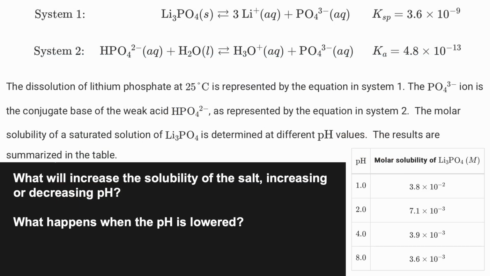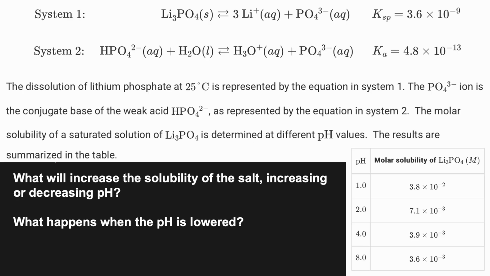All right, and before wrapping up this lesson, let's do a couple example problems. This question says the dissolution of lithium phosphate at 25 degrees Celsius is represented by the equation in system 1. The phosphate ion is the conjugate base of the weak acid HPO4 2-, as represented by the equation in system 2. The molar solubility of a saturated solution of lithium phosphate is determined at different pH values. The results are summarized in the table. What will increase the solubility of the salt?